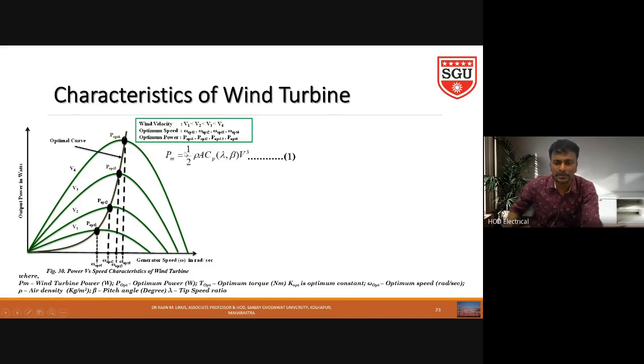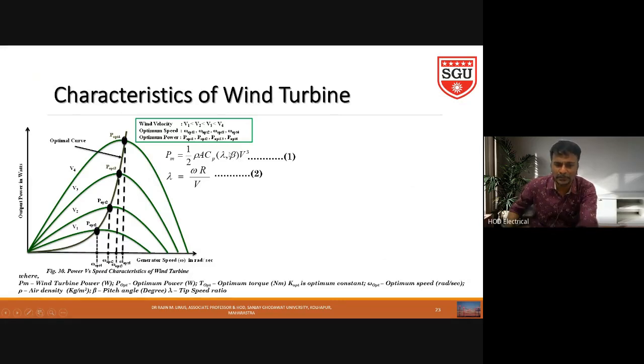Mechanical output power is equal to half rho, where rho is air density, A is the swept area, and Cp is a function of lambda comma beta. Lambda is nothing but the tip speed ratio, and beta is nothing but the pitch angle. I already told you the pitch angle. When the wind velocity varies from V cut-in to V rated, we make the pitch angle 0 degrees.